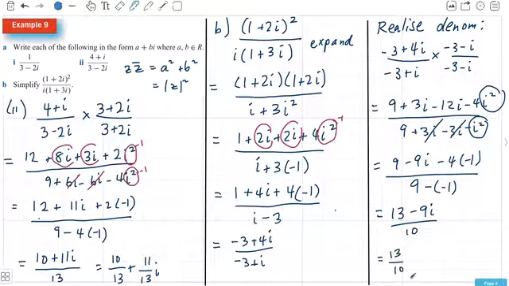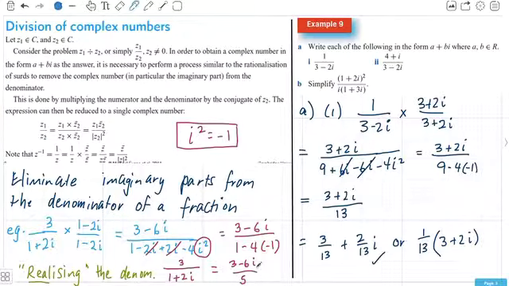Remember the real part squared, which is 9, plus the imaginary part squared, which was 1. So that would be 10. So you're getting what you're expecting from that. So that's the idea when you're multiplying, or dividing, I should say, complex numbers. Always make sure that you're realising the denominator, so making sure that you get rid of any imaginary parts on the denominator by multiplying the top and the bottom of your fraction by the complex conjugate z bar.